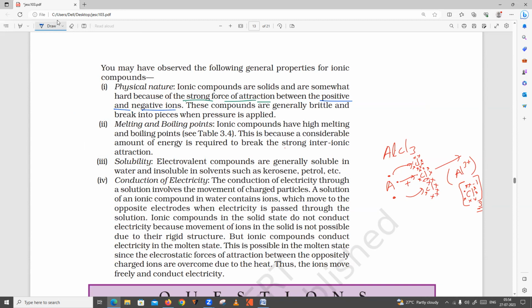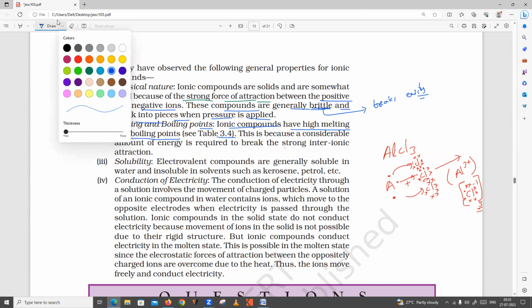These compounds are generally brittle and break into pieces when pressure is applied. What do you mean by brittle? Easily breakable. So learn that, very important one. Next, melting and boiling points. See table 3.4. Ionic compounds have high melting and boiling points. Why? Do we need more energy or less energy to break the bond? Strong force of attraction or weak force of attraction?